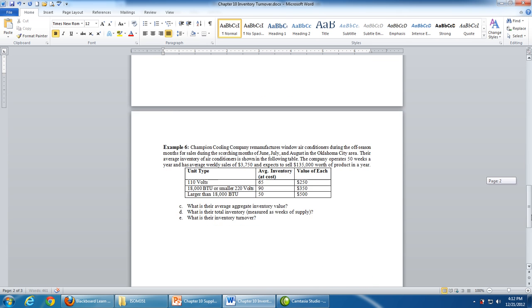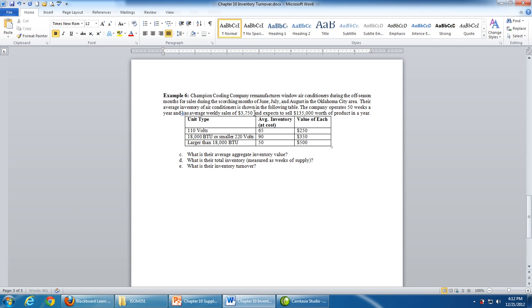Question 6. Okay, you have 3 types of inventory. One is 110 volt. It has 65 units at 250 each, and a different category, 18,000 BTU, 90 units at 350, and larger than 18,000 BTU, 50 units at 550. First, we're going to find out aggregate inventory. Now let me change that a little bit to start from ABC.